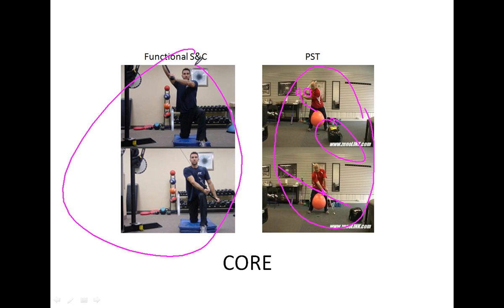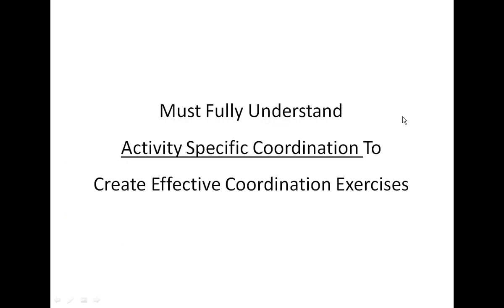So this idea of progressive skills training boils down to the ability to use concepts from traditional strength and conditioning, concepts from technique, in terms of what patterns and planes are we trying to produce, and blends them together to impact coordination in the golf swing or in whatever the activity might be. Now, here's the key to this, and I've been hitting on this a bunch already. We must fully understand activity-specific coordination to create effective coordination exercises.